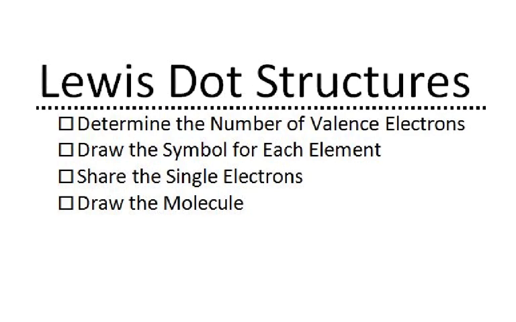The things we want to try to do are to be able to draw these Lewis dot structures. We have to start for each element and find out how many valence electrons there are, and that's pretty easy. Then we're going to draw the symbol for each element. We're going to allow the different elements to share their single electrons, and then we're going to end up drawing the molecule. So we're going to go over that and then try a couple of problems.